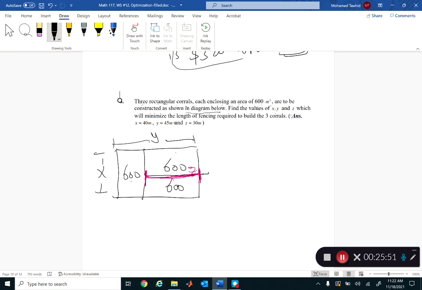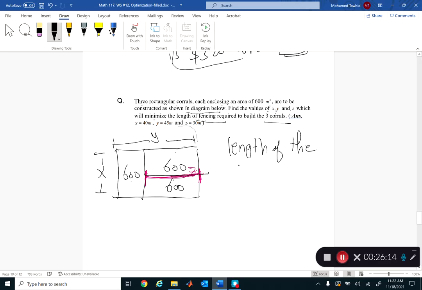So now let us find the values x and y. You need to get the values x, y, z which will minimize the length of fencing required to build the enclosure. So I need to get the fence here. If I have wiring, I'm going to move around here. So what is the length of the fence here, guys?